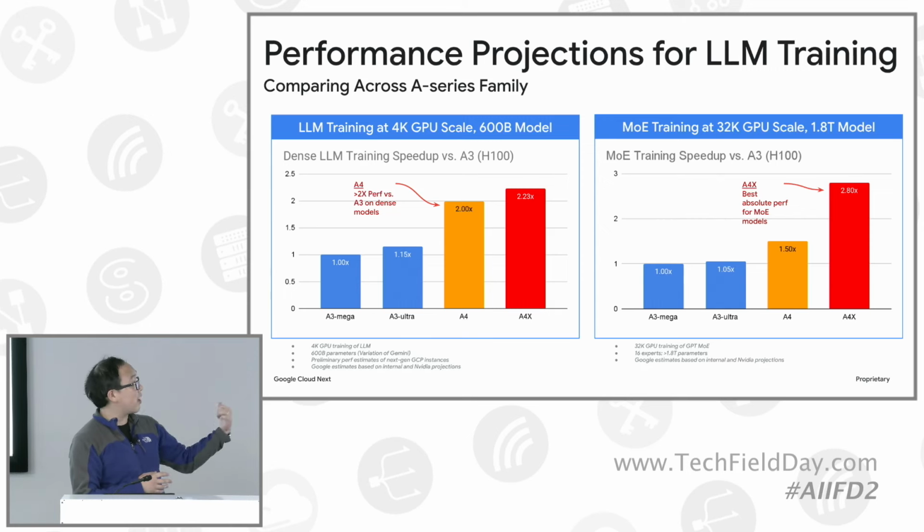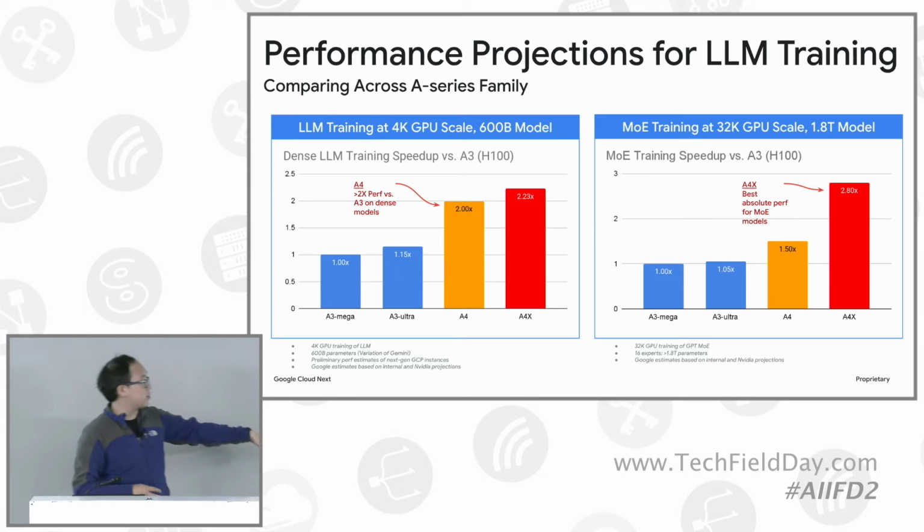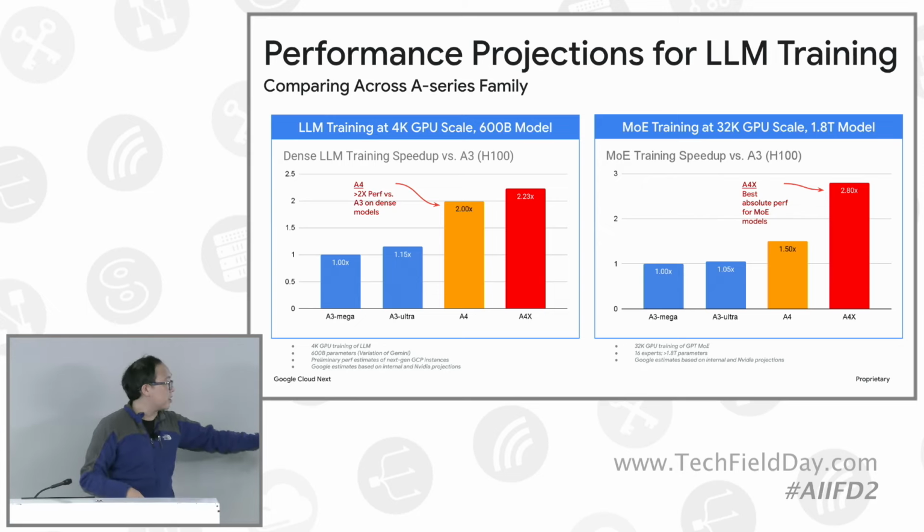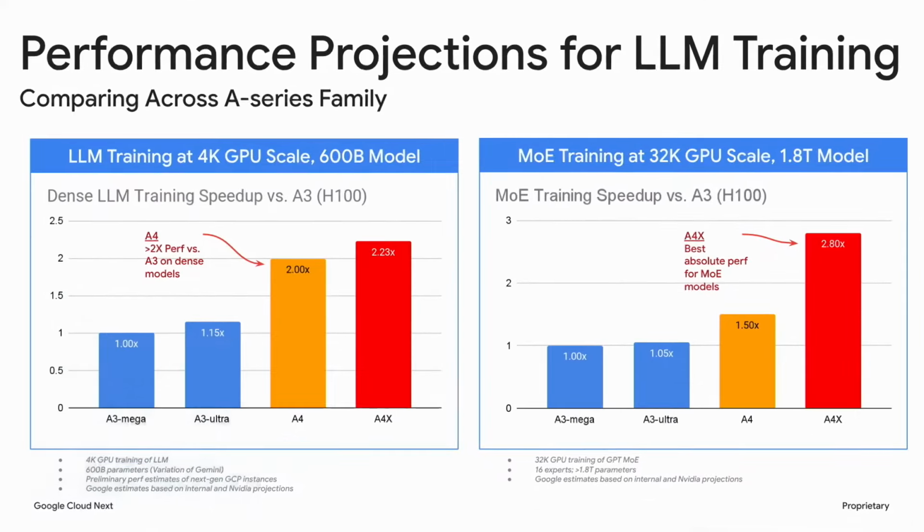You can see on the left-hand graph, that's LLM training, dense LLM training. There are a couple of notes here at the bottom. I'm going to read them out loud because you might not be able to see them. The left-hand side is 4K GPU scale. The right graph is 32K GPU scale. So yes, there are customers using 32K GPUs all at once in a single training job. That's a very small number. And you got the gold for the Goldilocks, right?